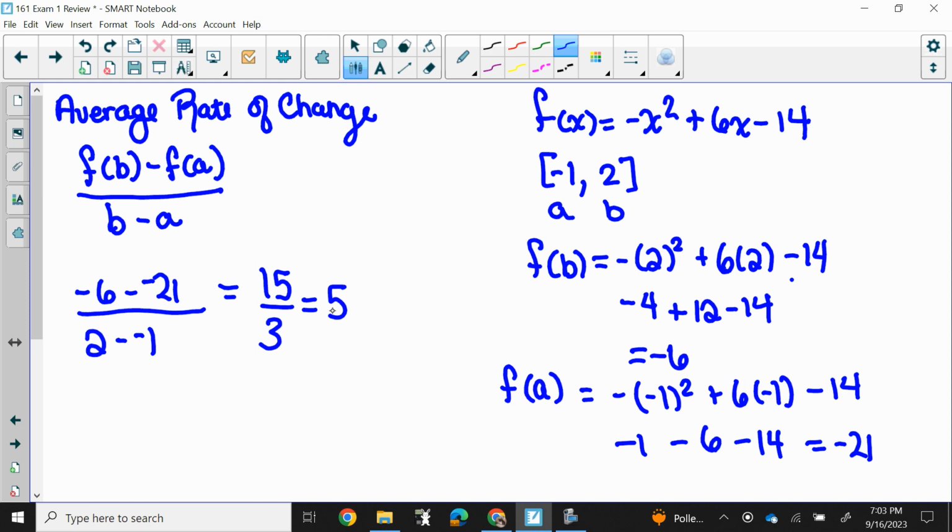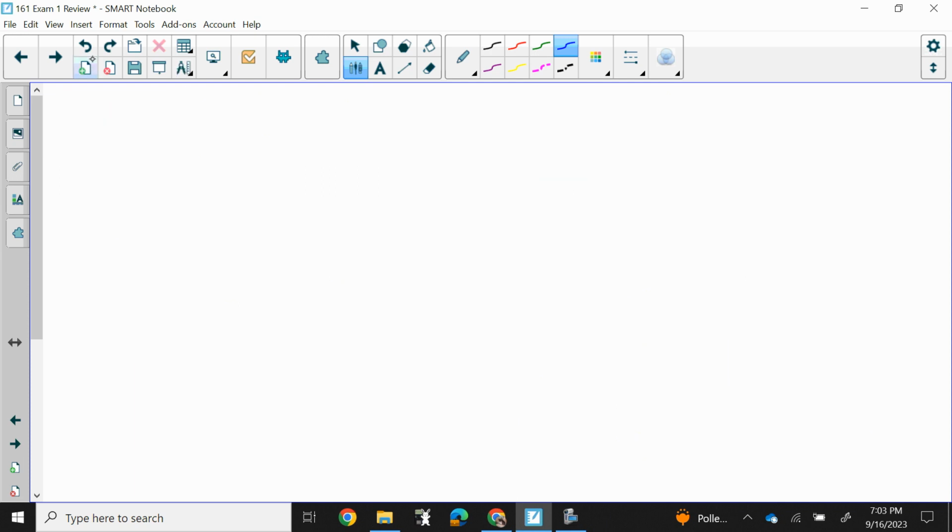It's just like taking the slope, but it's through a function. You have to evaluate the functions. Okay. If I have time, I'll go through another equation of a line, but I don't want to do too many.